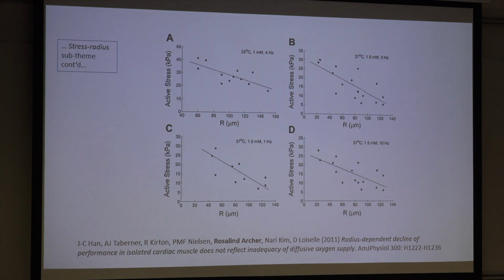Now we're going to take a leap forward on the same topic, 30 years on, and the first of a number of slides by J.C. Han. These are now not papillary muscles, but trabeculae, which are at least an order of magnitude smaller. And we're plotting here active stress as a function of radius. And you'll see it doesn't matter whether we're at room temperature or body temperature, or low calcium or high calcium, or low frequency or high frequency, right up to 10 hertz here, there's always this same kind of behavior.